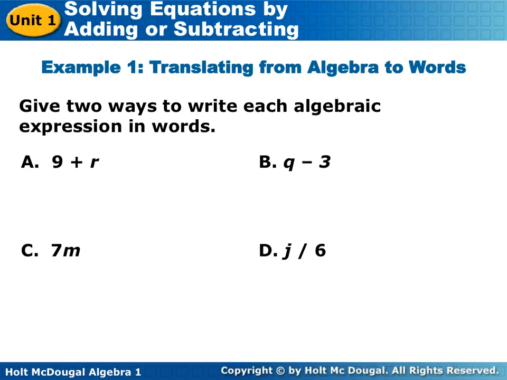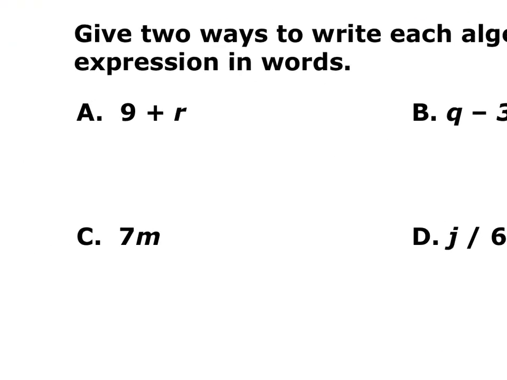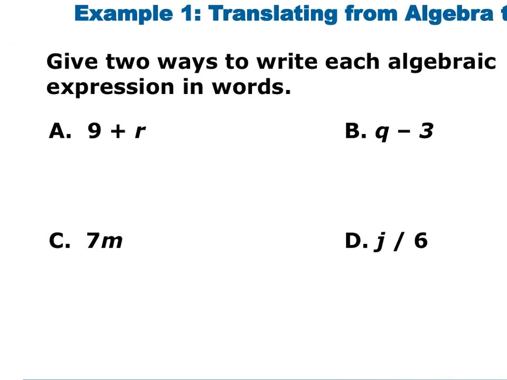So let's come here and look at translating from algebra to words. Right here, you need to give 2 ways to write each algebraic expression in words. So what happens here is they give us an algebraic expression, and we need to write it using words. I'm going to look at letter A here. Letter A says simply 9 plus R. Well, guess what the first way I'm going to write it is? 9 plus R. Simple as that. Now, these 2 ways that I'm going to give you aren't the only ways, but they're the ways that you're going to see.